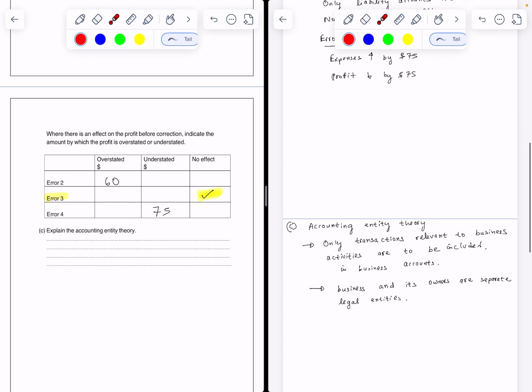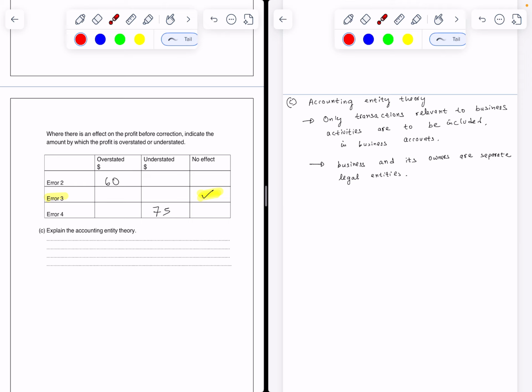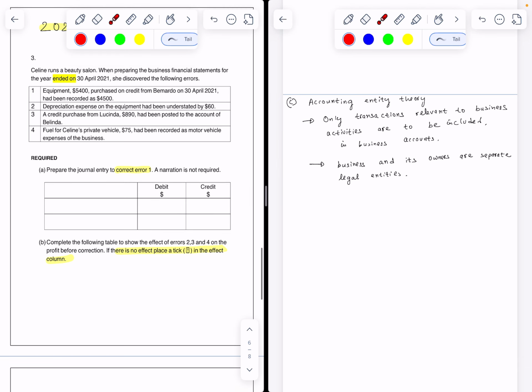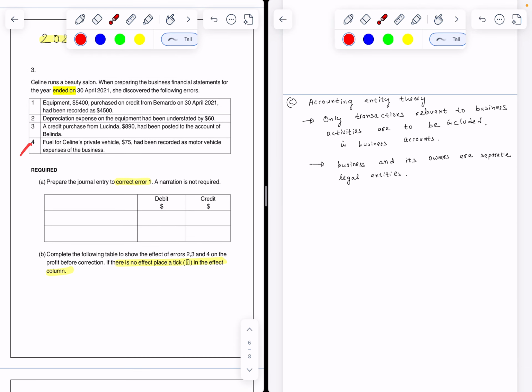Explain the accounting entity theory. What do we understand by the accounting entity theory? Accounting entity theory states that the business and its owners are separate legal entities, which means that private and business transactions cannot be mixed. Therefore, only transactions relevant to business activities are to be used in the preparation of the business financial statements. Okay? So this is a very important concept, as you could see in the violation based on transaction number 4, where the private expenditure of $75 was wrongly recorded as a business expense.